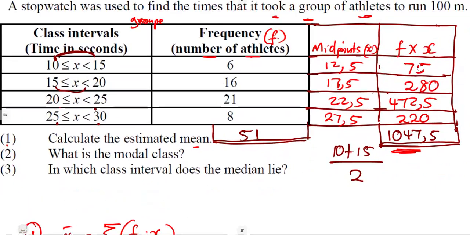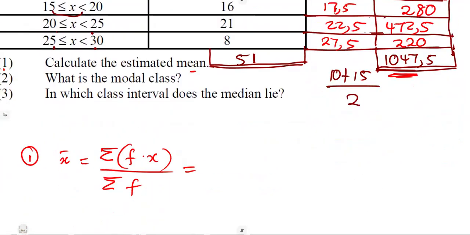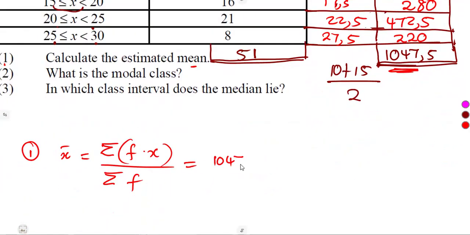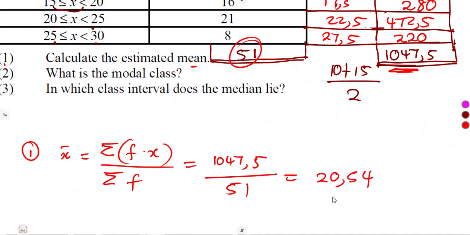Remember, we calculated this was 1047.5. Everything over the sum of the frequencies, which we got as 51. So use your calculator, guys. You're going to obtain 20.54 to 2 decimal places.